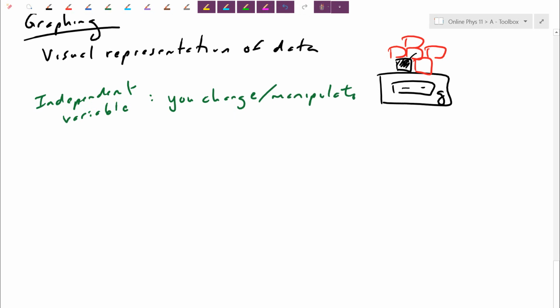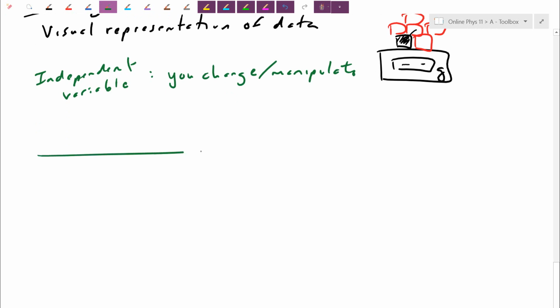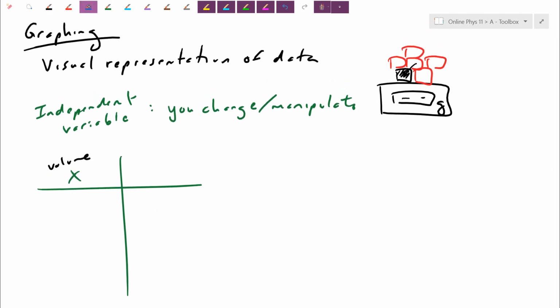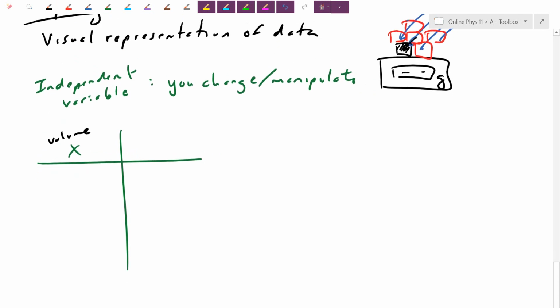Our independent variable is usually going to be the x-axis, and in this case our independent variable was volume. What we're actually measuring this time is what the scale says as I slowly put on more and more of these blocks. The one that might change is now going to be called the dependent variable. It might depend on the changes that you're making to volume. That's called your dependent variable. This one is the one that might change.